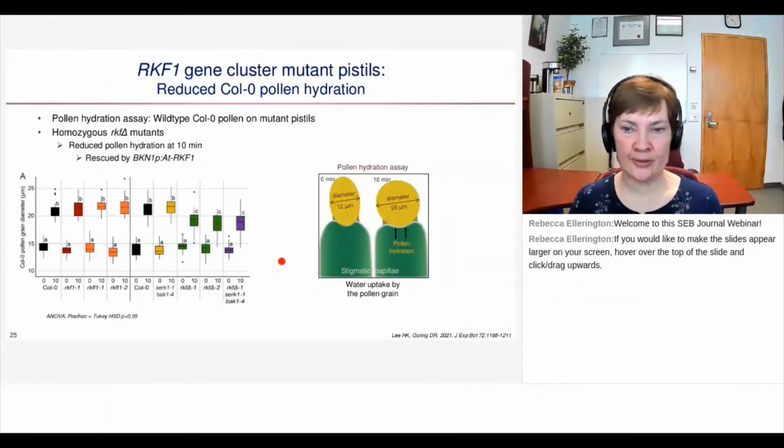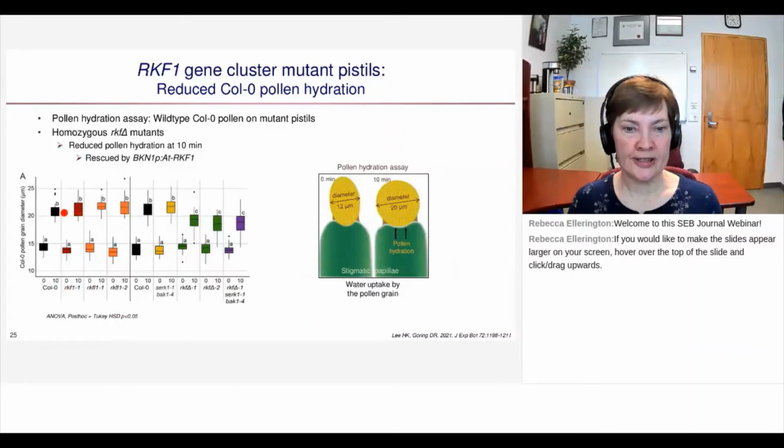Okay, so the pollen hydration assay. Remember, we're adding wild type pollen on wild type and mutant pistils and measuring the increase in diameter at 10 minutes. This bottom row of data here is the 0 time point for Columbia pollen on the Columbia pistils and all the different mutant pistils. And you can see that there's no changes, which is what you would expect at 0 minutes. The top row of data is the measurements for 10 minutes.